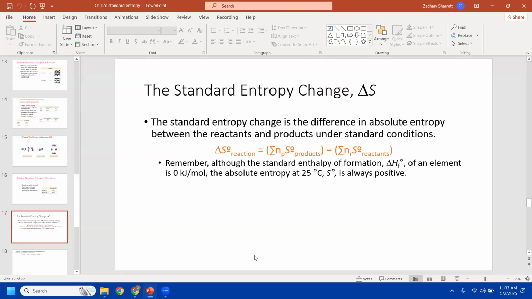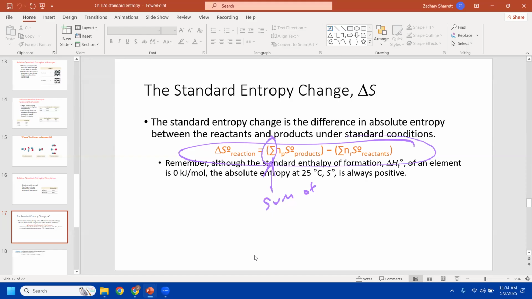So one way we want to find out the delta S of a reaction is to use this super crazy equation. Who wants to break down this equation for me? Anyone? Donovan, what does this equation mean? Okay, so it looks crazy, right? With this summation sign, but that summation sign just means the sum of. So that just means add up the entropies of all the products.